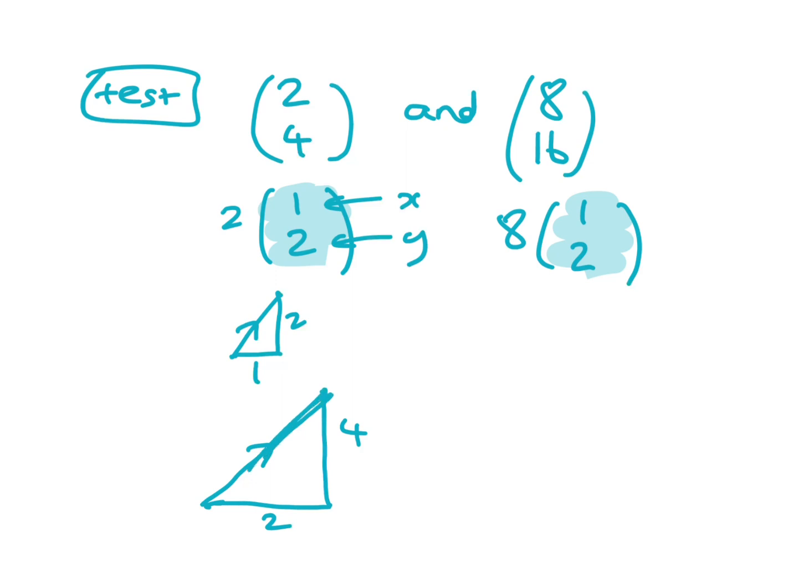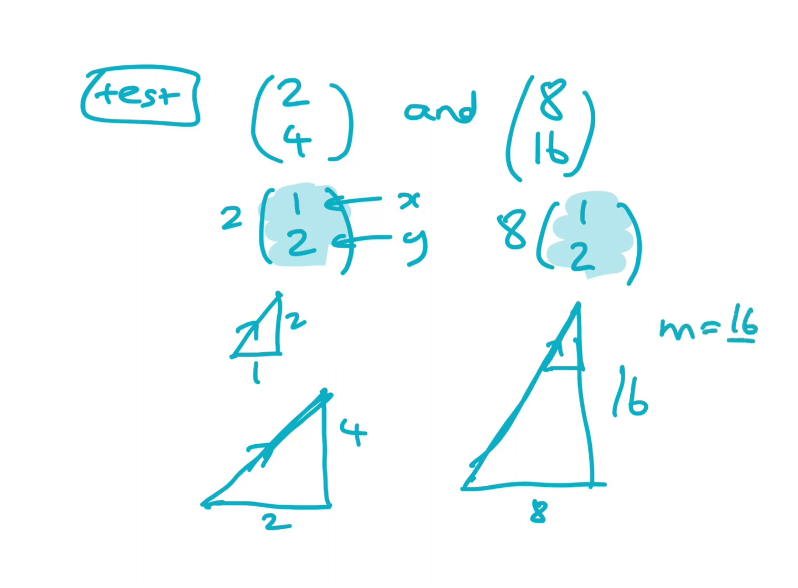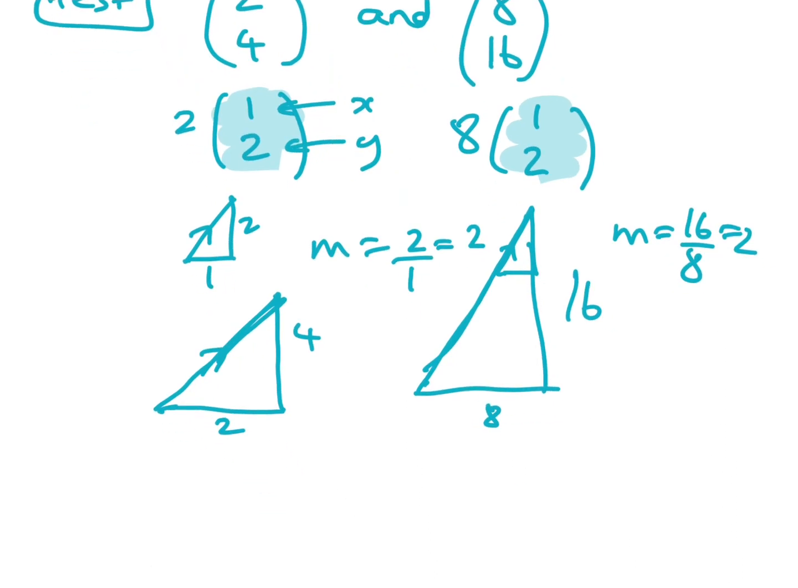And this one here, the same. You go across 1, up 2. But if it was times 8, you go across 8 and you go up 16. It's still in exactly the same ratio. And if you look at the gradient, which is the rise over the run, y on x, it will always be 2.